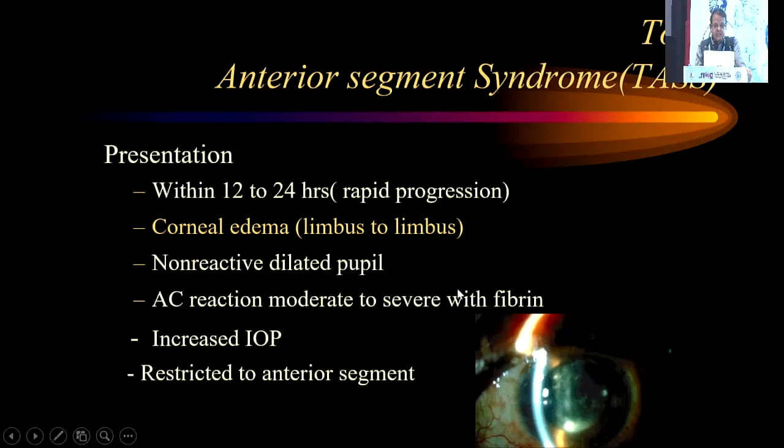Coming to TAS, presentation occurs within 12 to 24 hours. It is rapidly progressive. There is a limbal to limbal corneal edema, non-reactive dilated pupil. There is a severe AC reaction. Increased intraocular pressure is the hallmark of TAS. These corneal edema and increased intraocular pressure are the hallmark of TAS, and if it occurs within 12 to 24 hours, then load this patient with steroid.